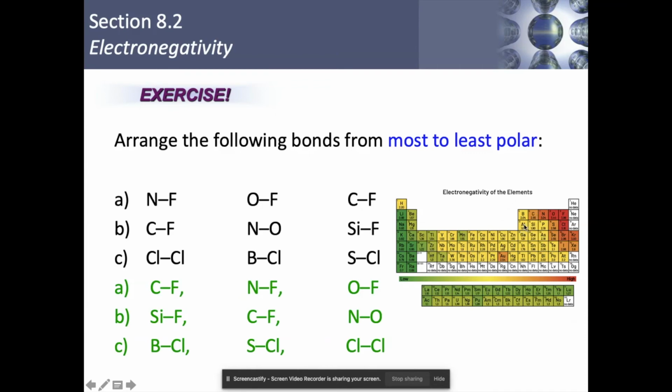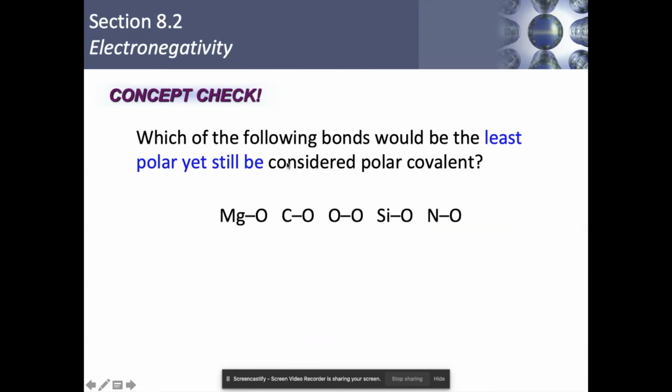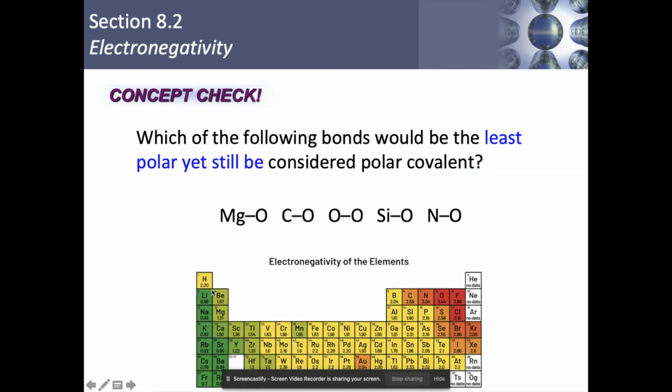Which of the following bonds would be the least polar, yet still be considered polar covalent? This is actually a really good question. So take a look and see if you can think through, using our electronegativity chart here, which one you think it would be. Answer: nitrogen and oxygen.